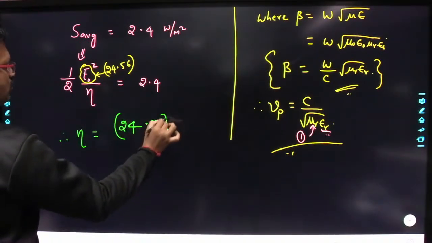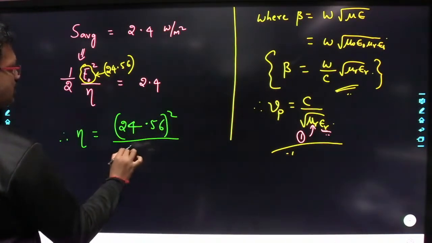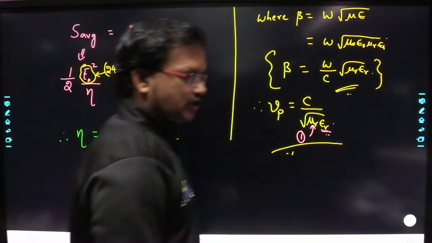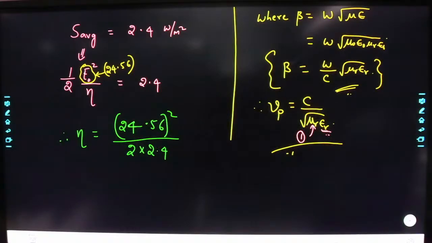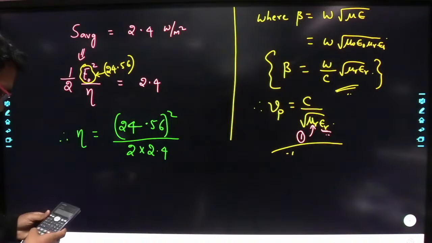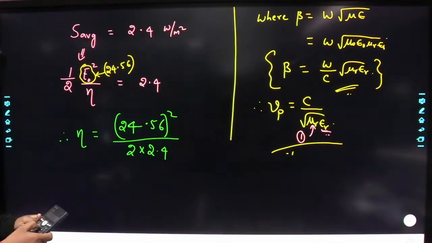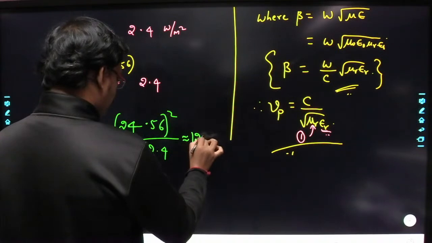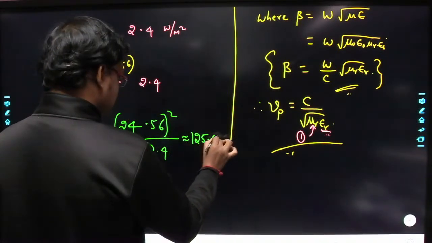24.56 whole square divided by 2 into 2.4. Do this here, what are you going to get? Tell me. 24.56 square divided by 2 into 2.4. So you are going to get approximately 125.67 ohms.